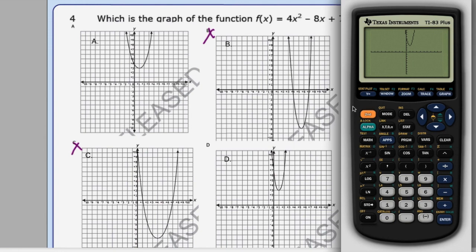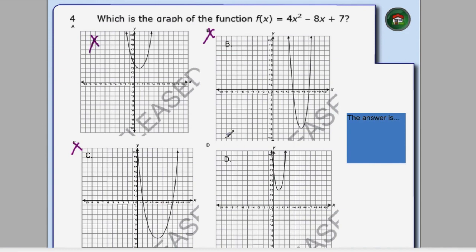All right, looking at what you can do here, the first thing I would do is hit trace and try to find a number that works there. You can see that 0, 7 is an ordered pair. This is 0, 4, so this one's out. This has to be your answer.